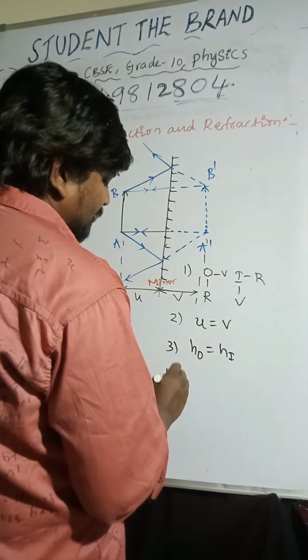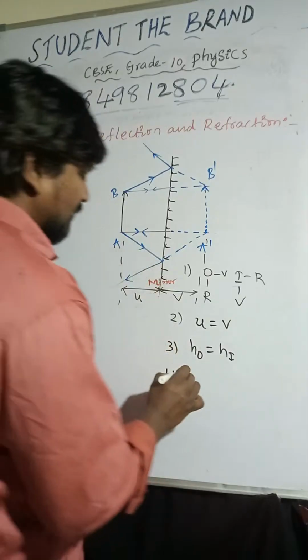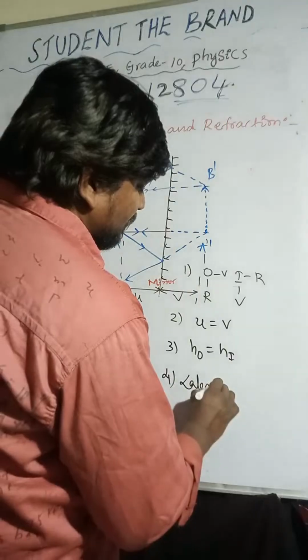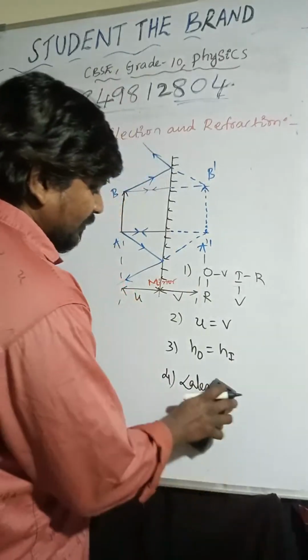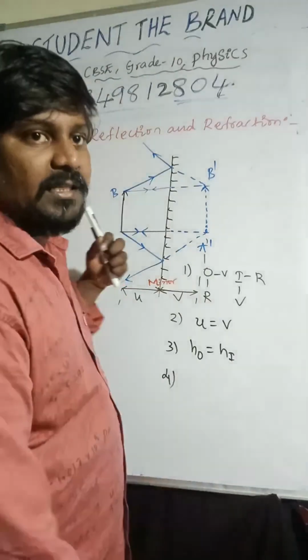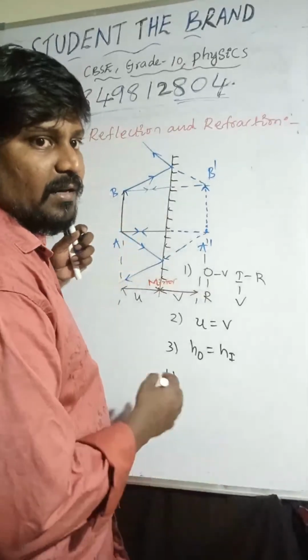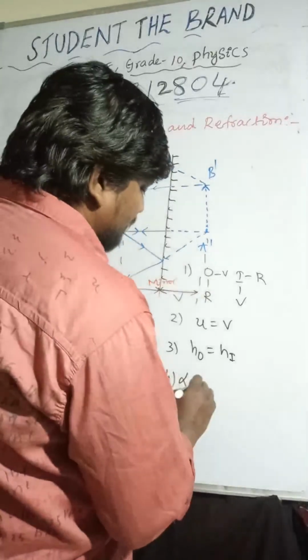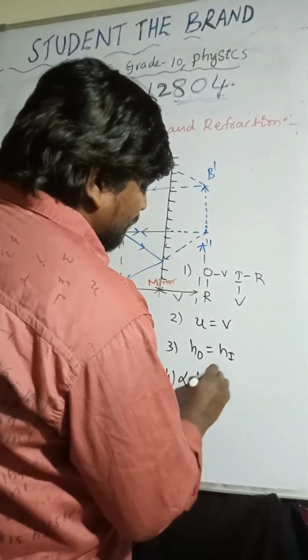And the next one, fourth one, it also shows lateral inversion. So what is lateral inversion? What is the meaning of lateral inversion? Lateral inversion is the phenomenon in which the right side of the object appears to be the left side of the image. Lateral inversion.